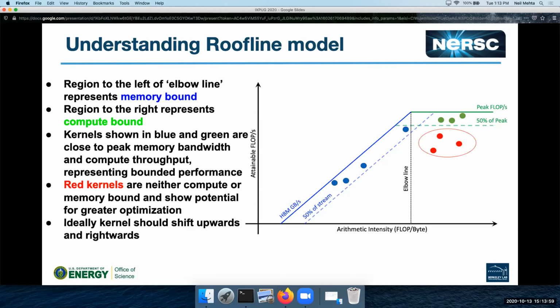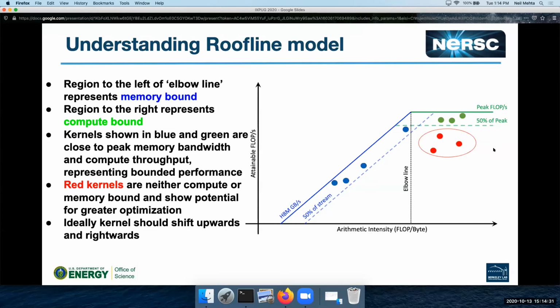So we have this particular plot where we have the HBM, or high bandwidth memory, peak bandwidth line, and it intersects with the peak compute throughput of any given architecture. The point at which those two lines intersect is called an elbow. And a line drawn vertically from that elbow divides the roofline into two distinct regions, so that to the left of the elbow line, you have memory bound kernels, and to the right, you have compute bound kernels.